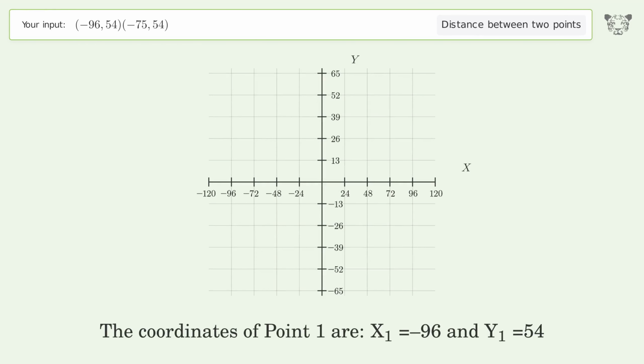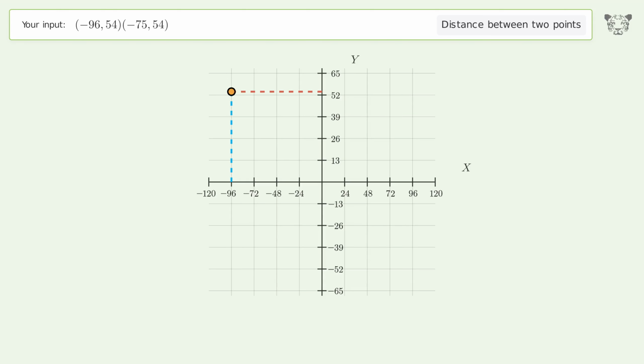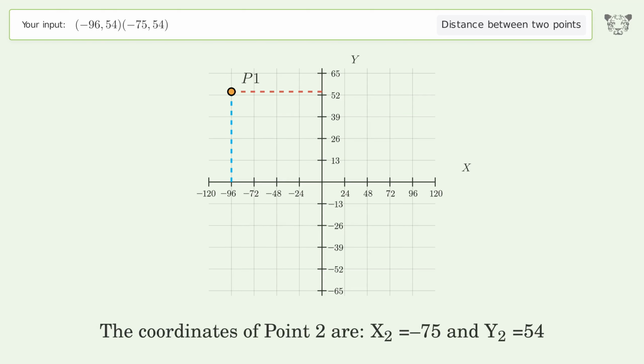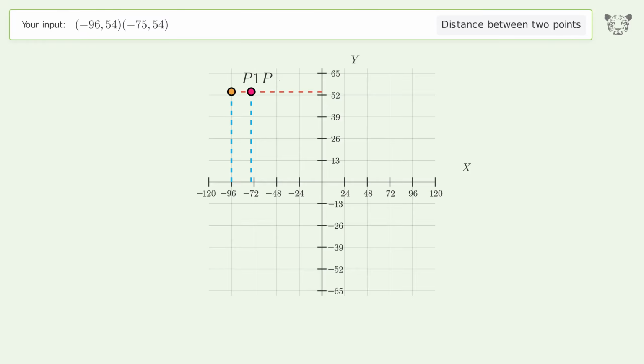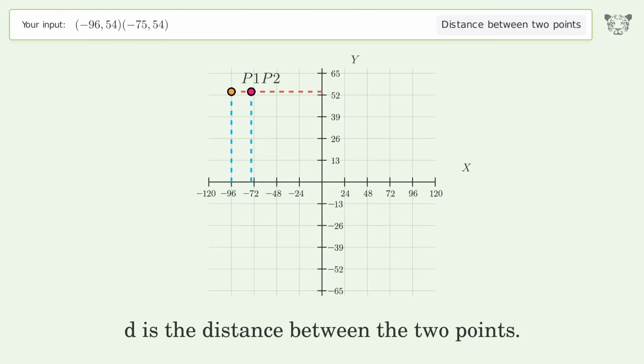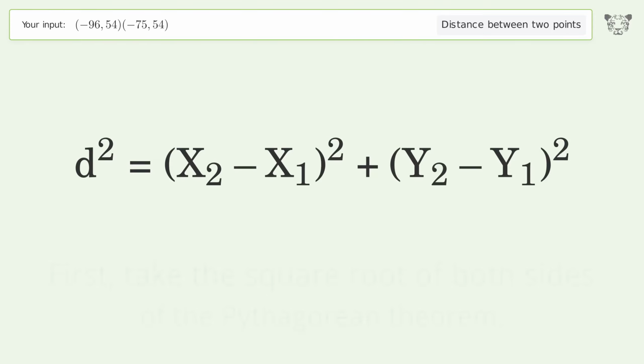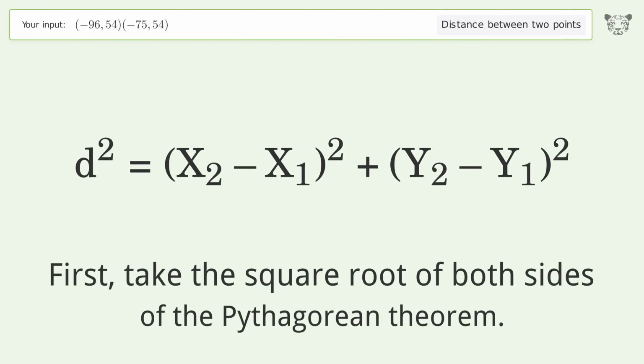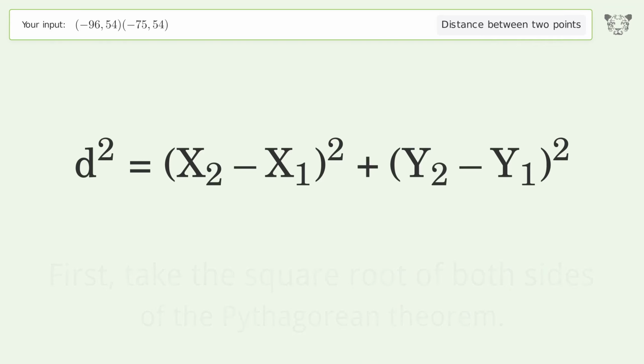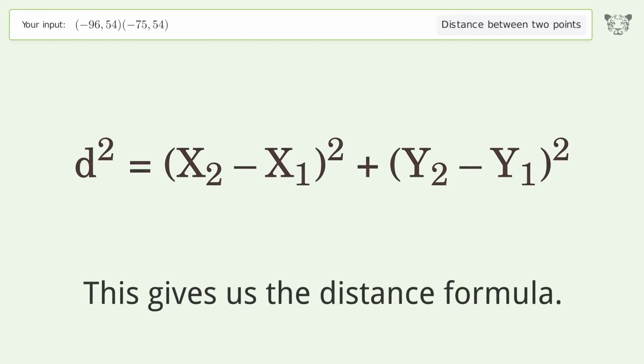The coordinates of point 1 are, x1 equals negative 96 and y1 equals 54. The coordinates of point 2 are, x2 equals negative 75 and y2 equals 54. D is the distance between the 2 points. First, take the square root of both sides of the Pythagorean theorem. This gives us the distance formula.